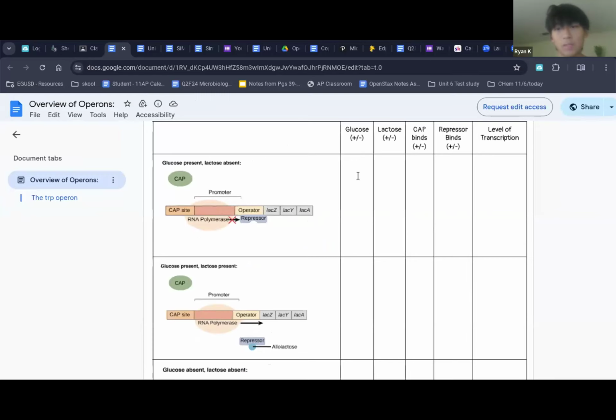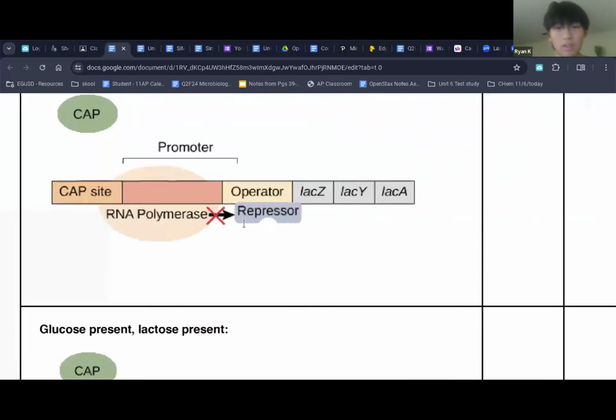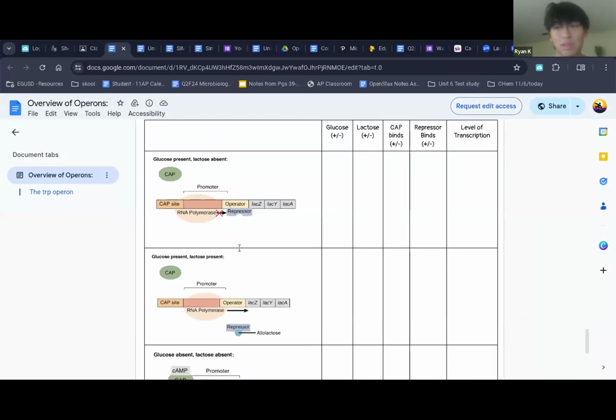So there's glucose, there's a plus right here, just imagine it. There's no lactose at all, so it would be minus. The CAP is all the way over here, so there's no binding, there's no key. And then the repressor binds, you can see it right here. All of the questions like this are going to be really easy too.